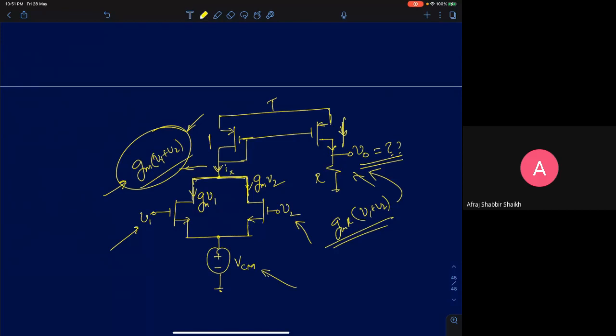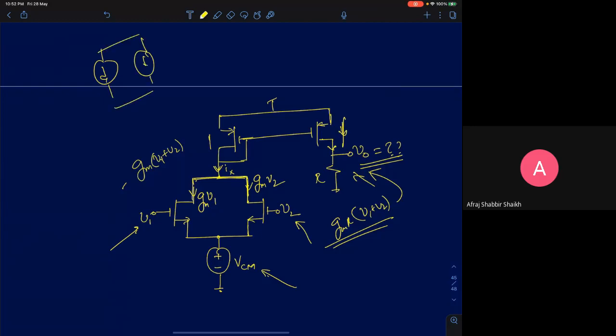So this is something, a well-known idea. What we said is whenever we want to add two currents, you just have to put the two current sources in parallel. This is something we know already. All we are doing here is converting the voltages V1 and V2 into currents and then putting the two currents in parallel. That's what we are doing.